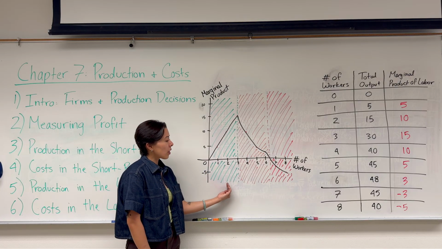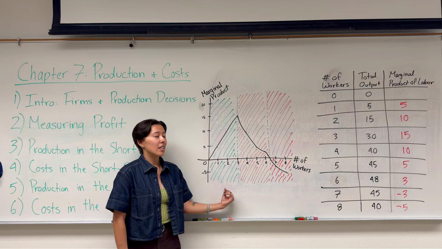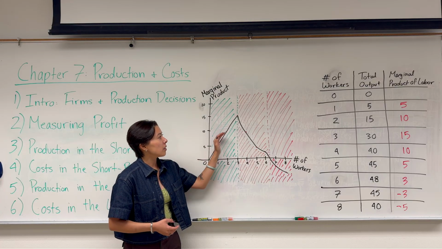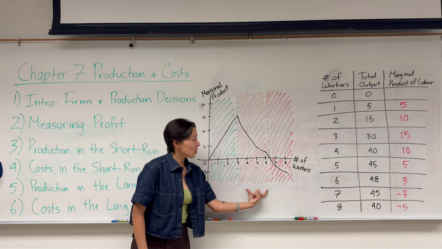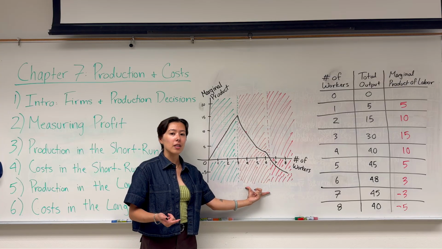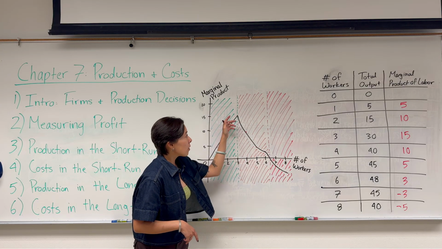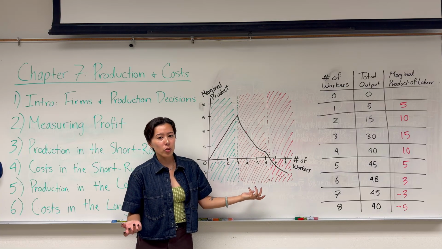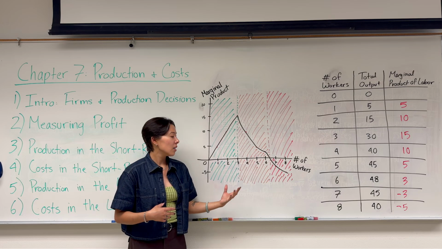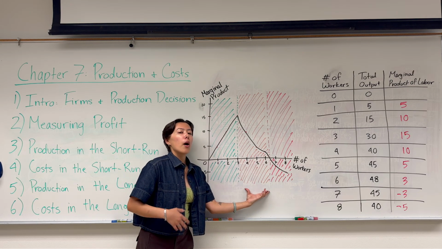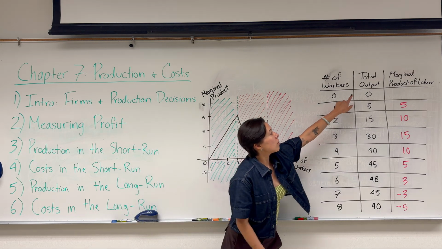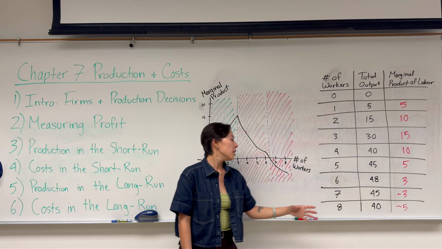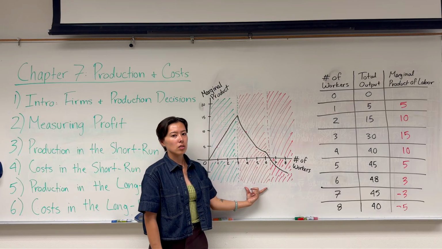So I'm happy when I'm hiring these first 3 workers. Each additional worker is even more productive than the last. My output is increasing. I'm still happy here when I'm hiring my 4th, 5th, and 6th worker though. Even though my 4th worker isn't as productive as my 3rd worker, and my 5th worker isn't as productive as my 4th worker, these workers are still adding positively to my total output. They're still helping me to increase the total number of burgers that I'm producing. So I do still want to hire these workers.